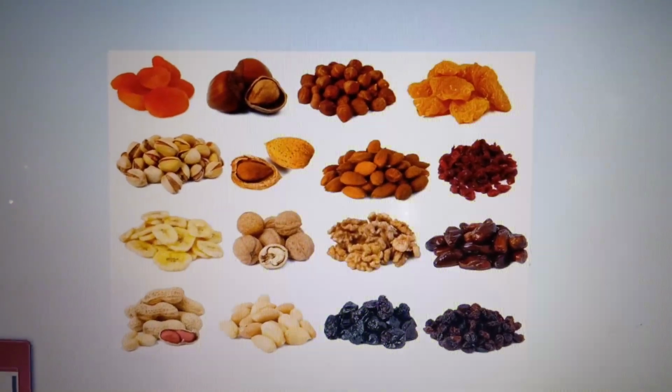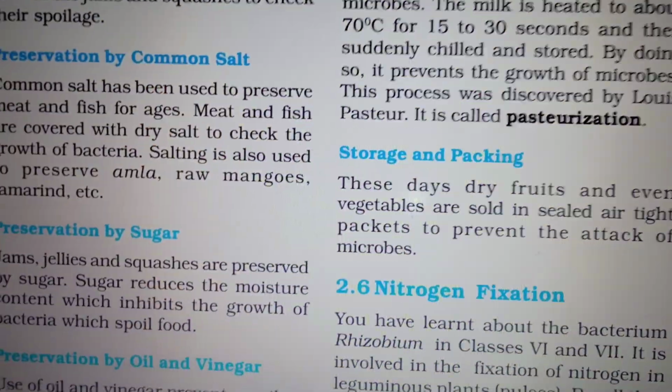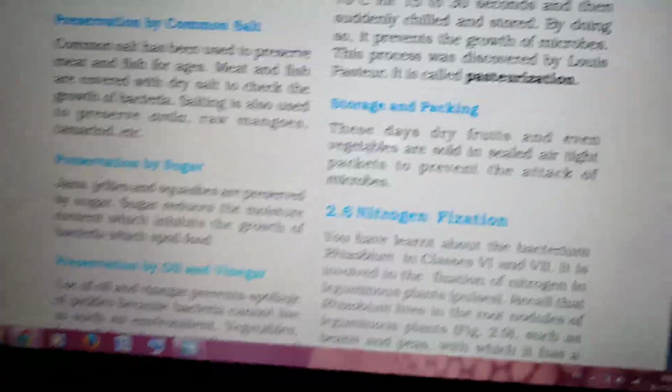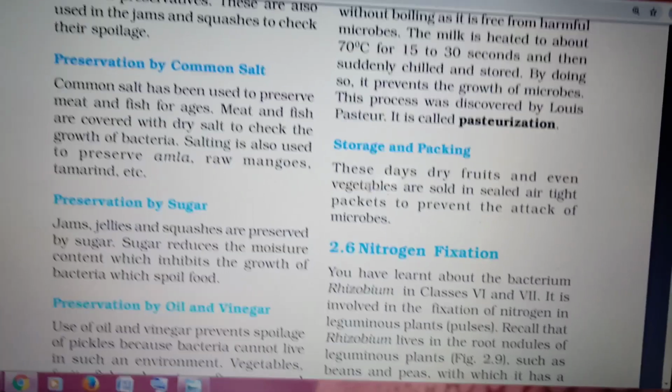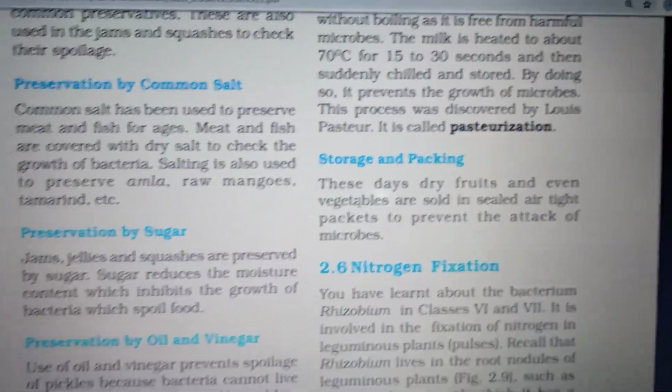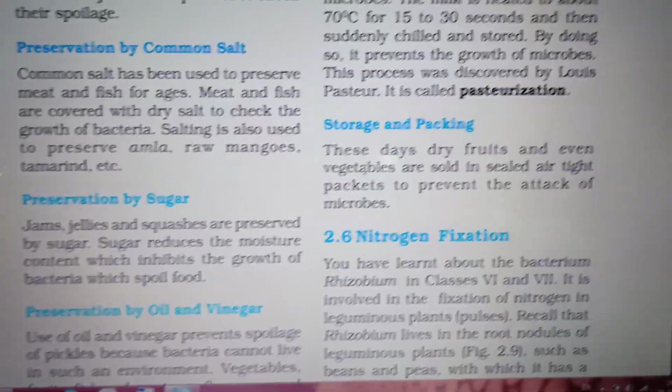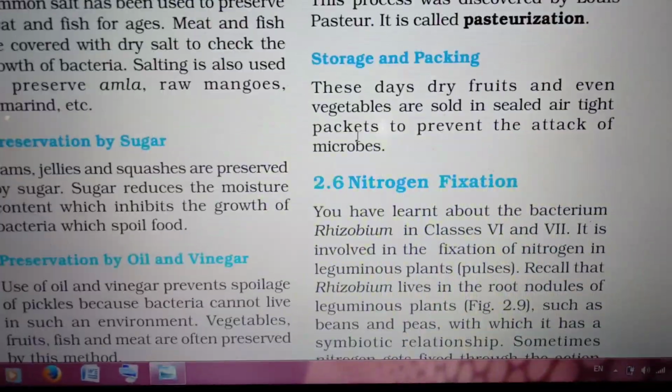Okay, these are the different ways by which you can preserve food: common salt, sugar, oil and vinegar, pasteurization, or airtight packets. Now we'll see nitrogen fixation. This is also very important.